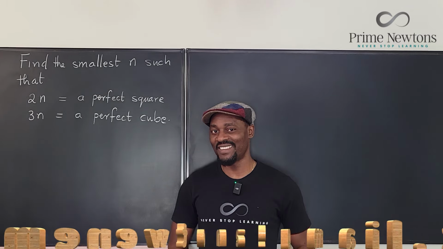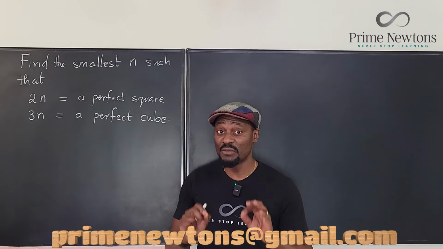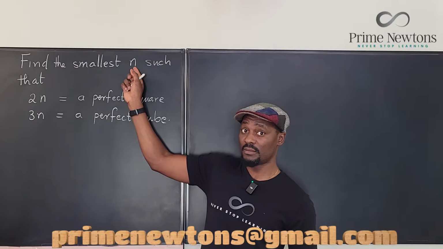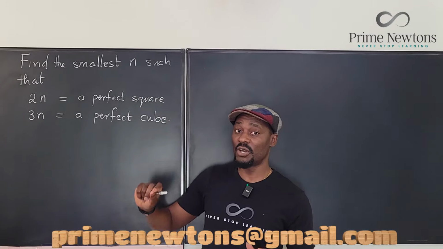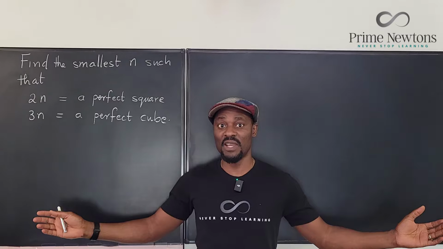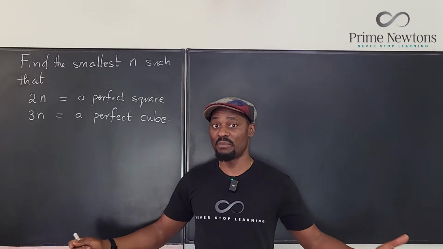Welcome to another video. We want to find the smallest natural number such that if you double the number, you get a perfect square. If you triple the number, you get a perfect cube.